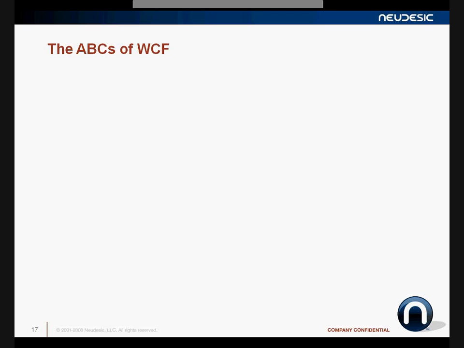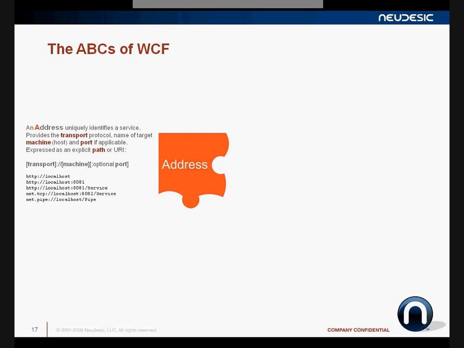Anytime that you're talking about WCF, you'll hear these terms that are almost ubiquitous with Windows Communication Foundation. A WCF service can be thought of as the combination of an address, a binding, and a contract. So every WCF service has this characteristic called an address. And an address, as you might imagine, uniquely identifies a service. It provides within the URI the transport protocol, i.e. HTTP or TCP/IP, maybe named pipes or MSMQ, and the name of the target machine or the host that's actually hosting that service and exposing that service for consumption, and a port if applicable. So here's some examples of what some URIs or URLs might look like for an address.